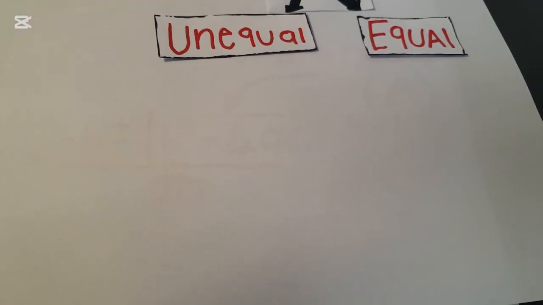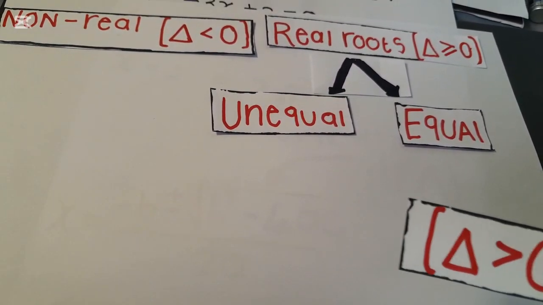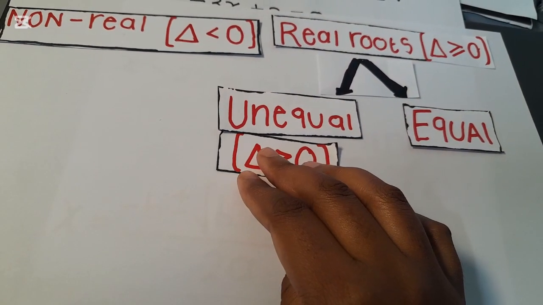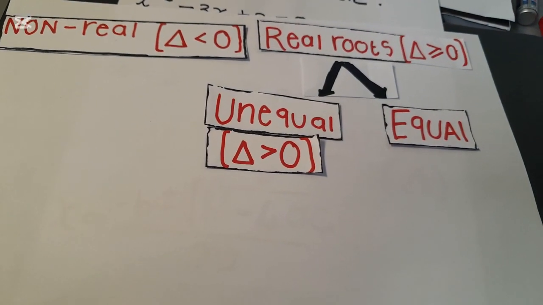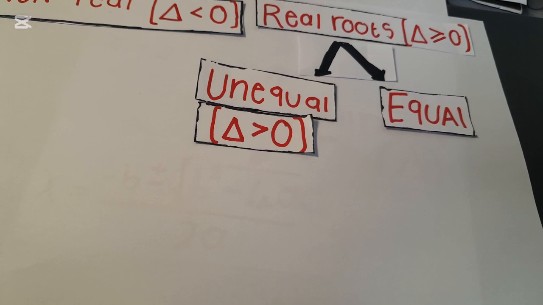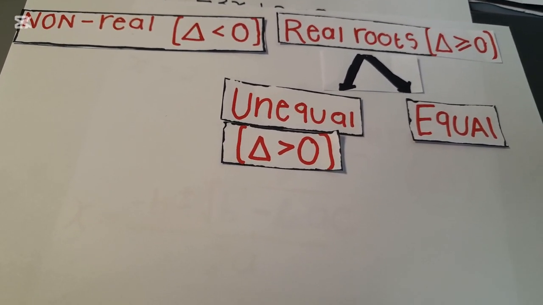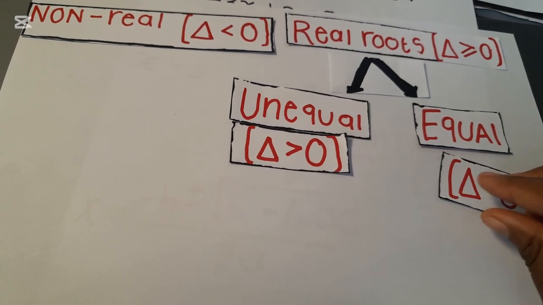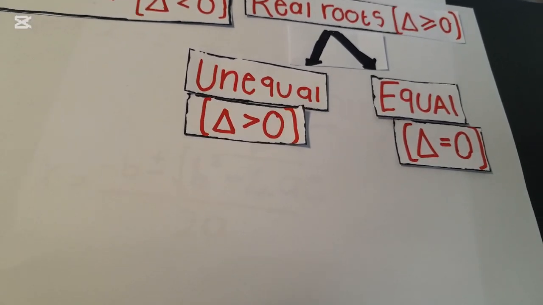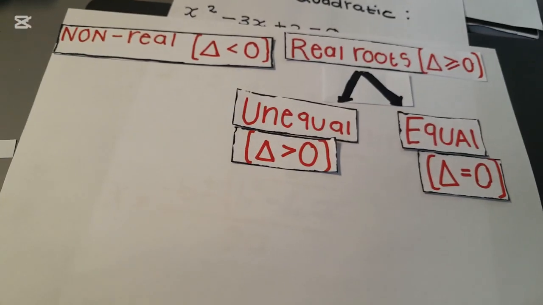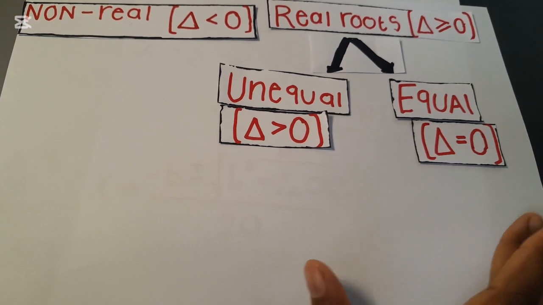Unequal roots occur when the discriminant is greater than 0. If you find a discriminant that is greater than 0, it means that the roots are real and also unequal, right? And again, the roots can be equal. The roots can only be equal if our discriminant is equal to 0.